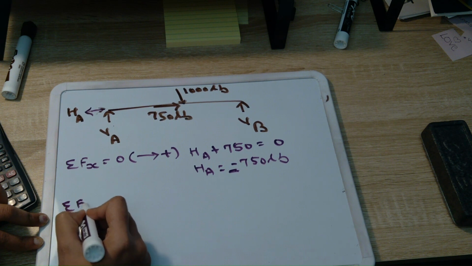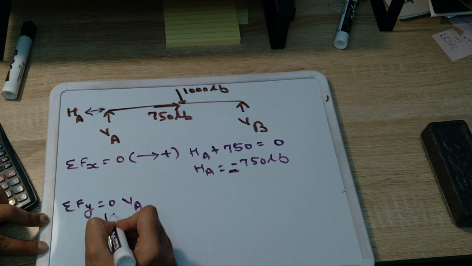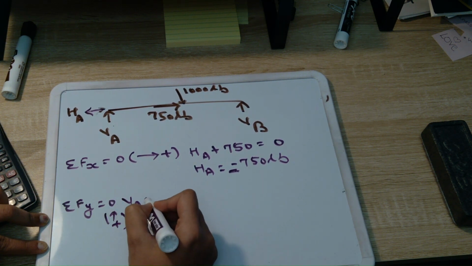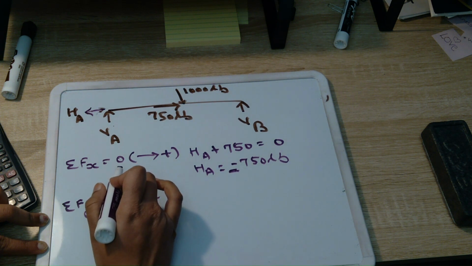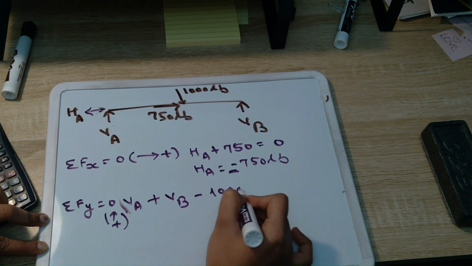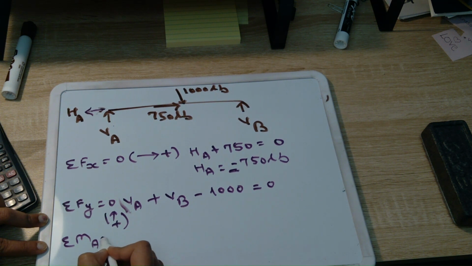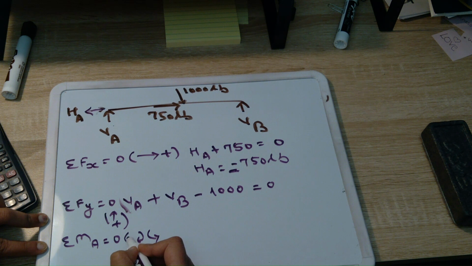Now summation of Fy is equal to 0. We will get, upward is positive, VA plus VB minus 1000 is equal to 0. We have two unknowns. We need to also apply one more equation, that is summation of moment at A is equal to 0. This is the sign convention: clockwise negative, anti-clockwise positive.